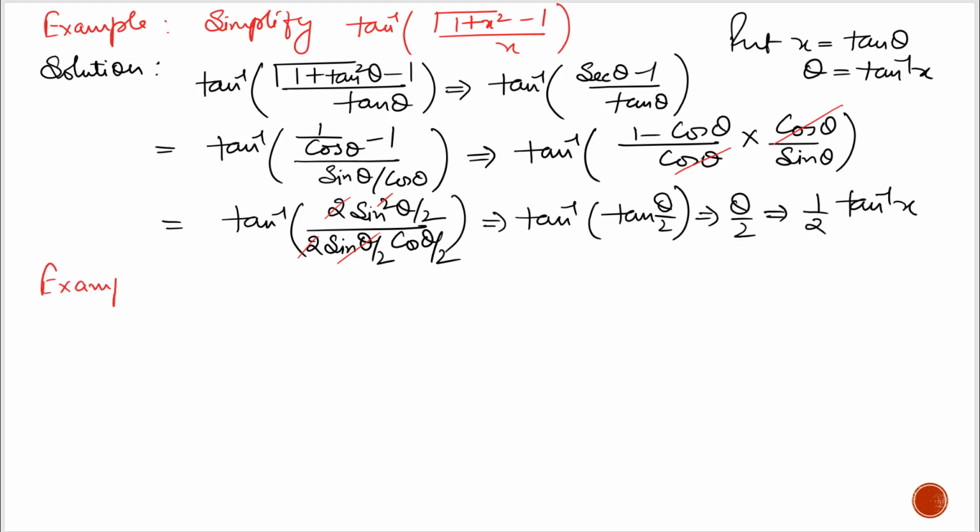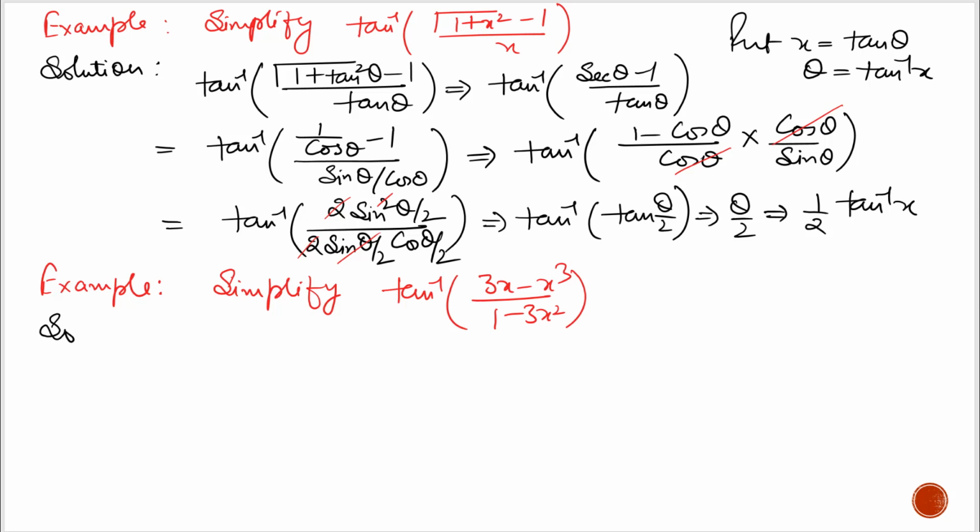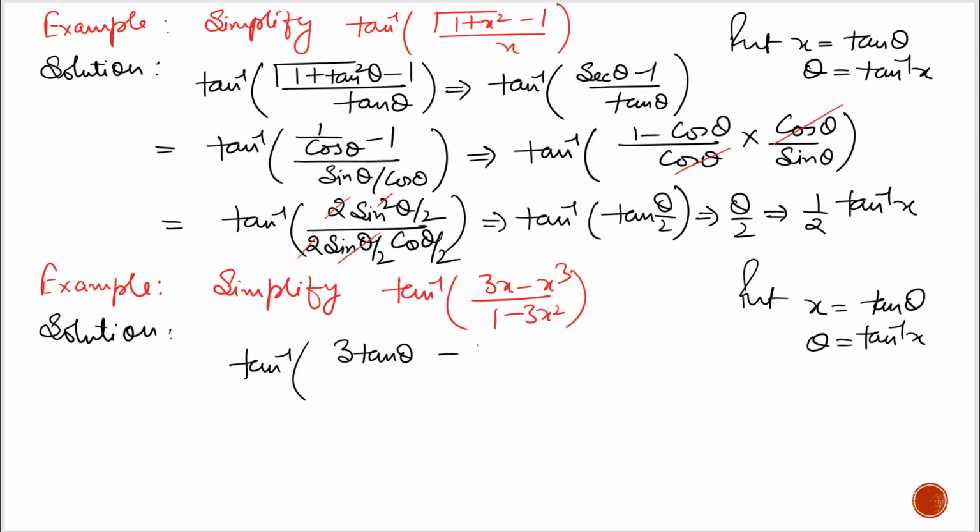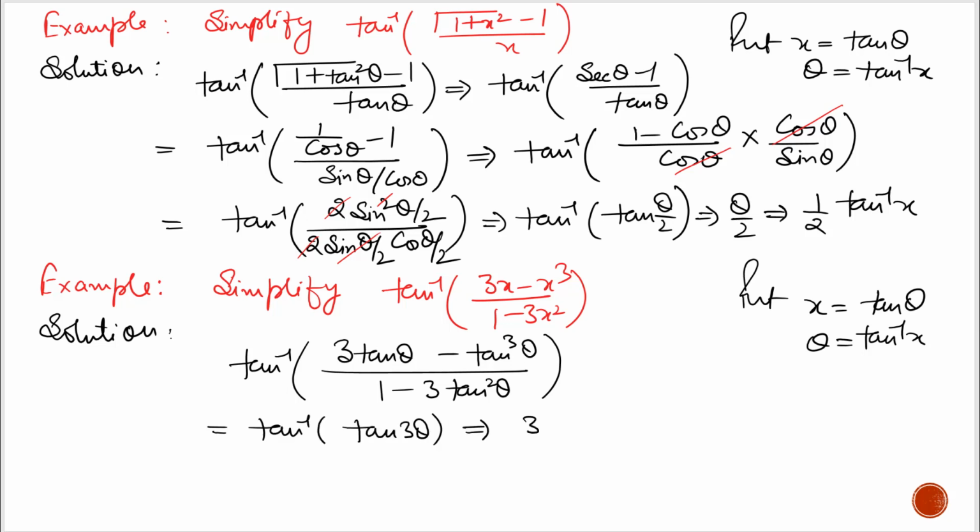Last example. Simplify tan inverse of (3x minus x cube) upon (1 minus 3x square). Put x equals tan theta, so theta equals tan inverse x. And this is tan inverse of (3 tan theta minus tan cube theta) upon (1 minus 3 tan square theta), which is the formula of tan 3 theta. So tan inverse tan 3 theta equals 3 theta, the 3 stays as it is, and the value of theta is tan inverse x.